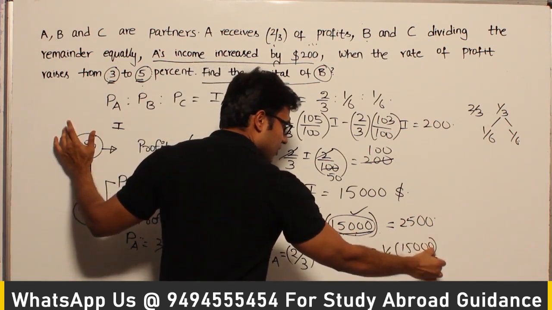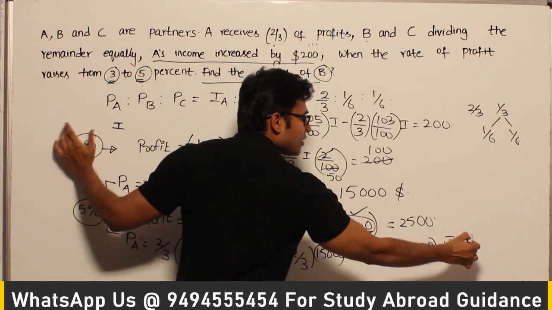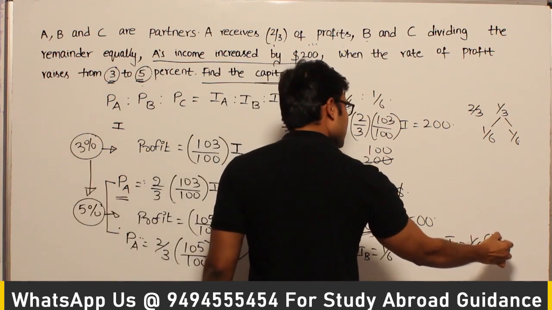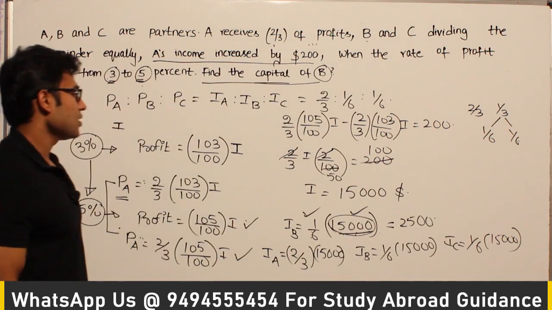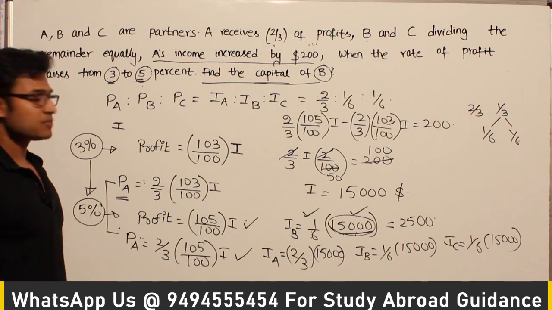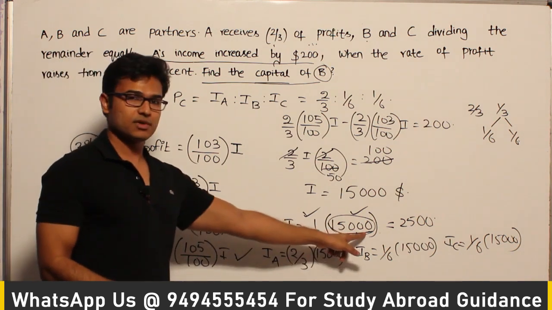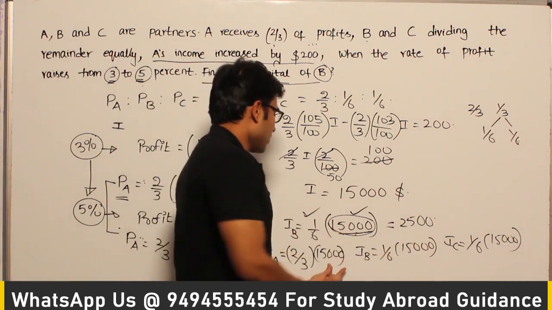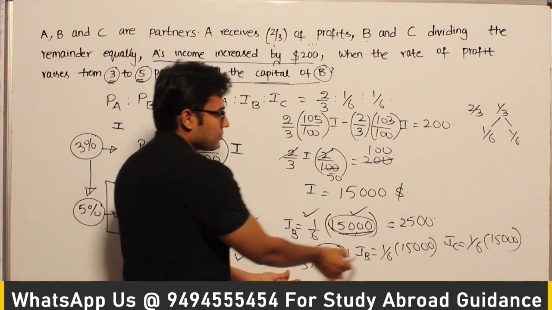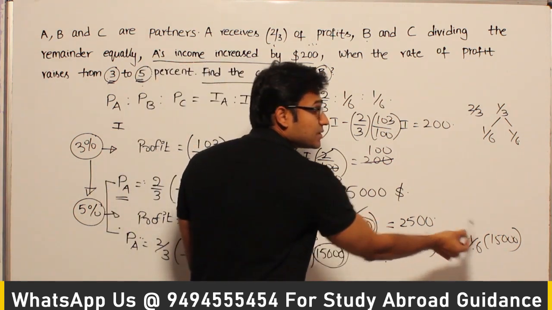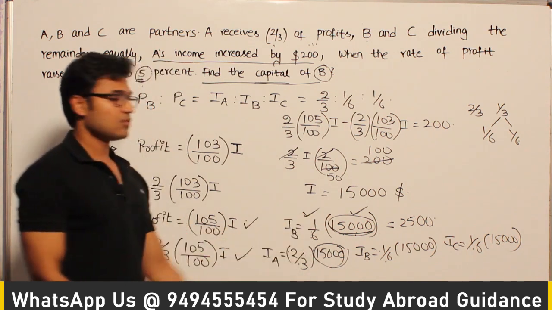And what about investment made by C? That will be 1/6 of the total investment. Right? Now if you just add them all up, you are supposed to get the total investment, which is 15,000. Now you can take out 15,000 as common, then 2/3 plus 1/6 plus 1/6. It is going to be 1.